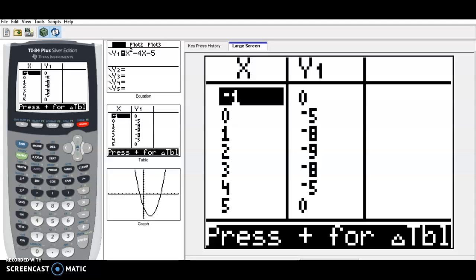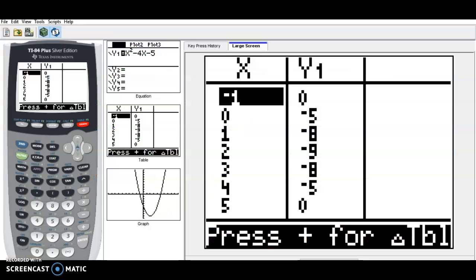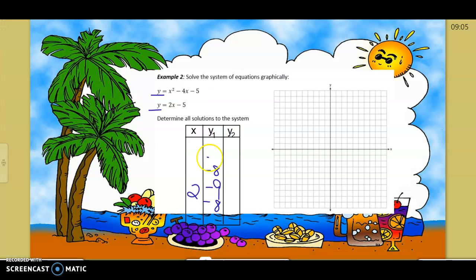Yeah, that's 2, negative 9, where there's no other point that shares a 9, but there's negative 8, negative 8, negative 5, negative 5, 0, 0. So let's go ahead and put that down, and I'm going to put that in the middle here. 2 and negative 9. And then there was a negative 8 on this side, and a negative 8 on that side. And then there was negative 5 and negative 5.